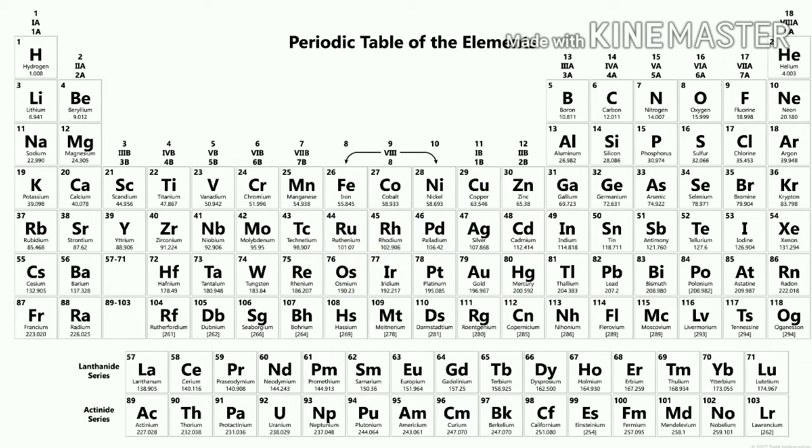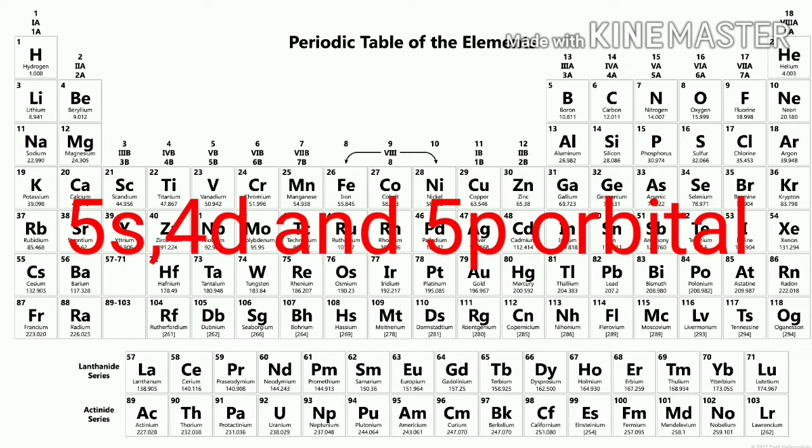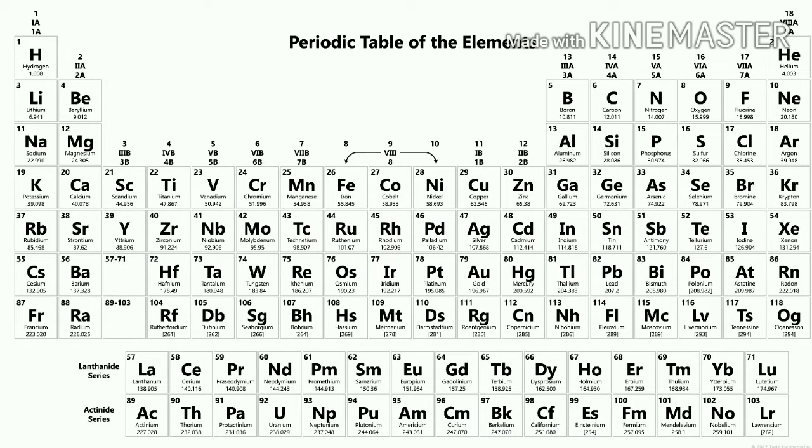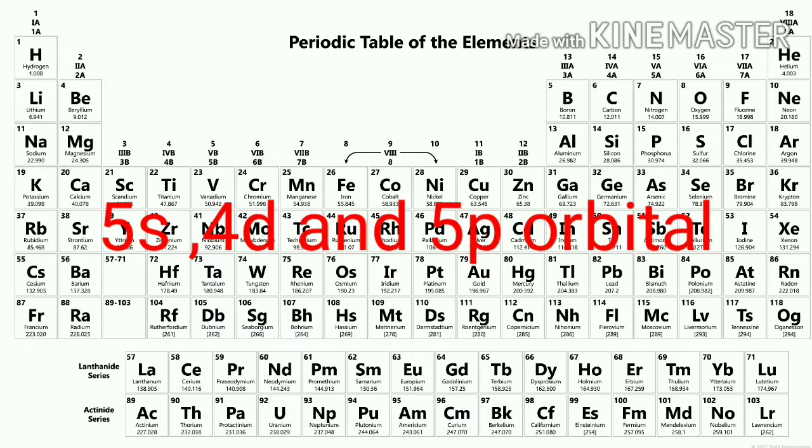This period involves the filling of electron in 5s, 4d and 5p orbital. It can be clearly explained with the help of electronic configuration of the elements present in the period. Take an example. Electronic configuration of rubidium having atomic number 37 is 1s2, 2s2, 2p6, 3s2, 3p6, 4s2, 3d10, 4p6, 5s1. From this electronic configuration, it is clear that this period involves the filling of electron in 5s, 4d, 5p orbital.